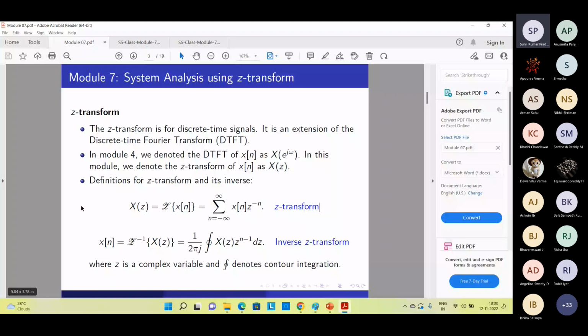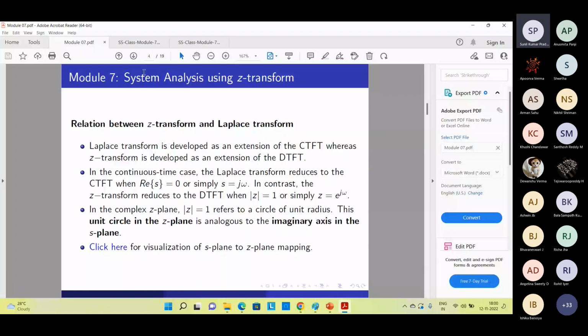And the relation between the Z transform and the Laplace transform was already discussed. Just like the Laplace transform is developed as an extension of the continuous time Fourier transform, the Z transform is developed as an extension of the discrete time Fourier transform. In the continuous time case, the Laplace transform reduces to the continuous time Fourier transform when the real part of s is equal to 0, by putting s equal to j omega. Similarly, the Z transform reduces to the discrete time Fourier transform when mod z is equal to 1, that is z equal to e to the power j omega.